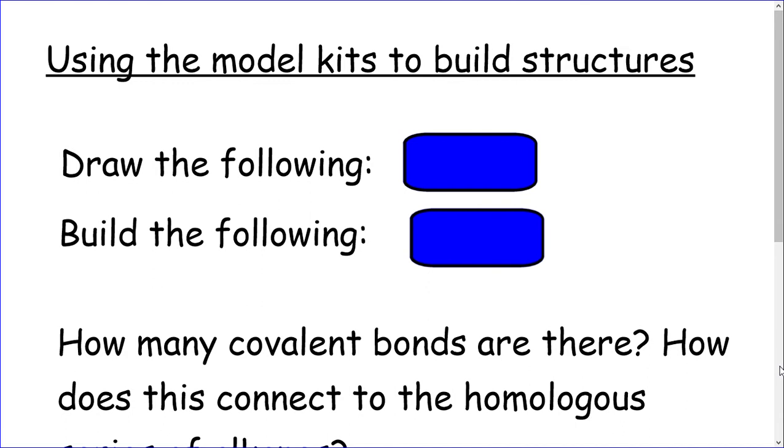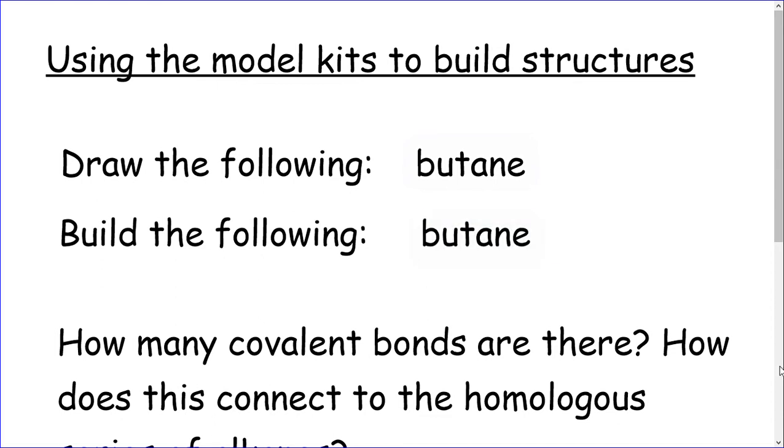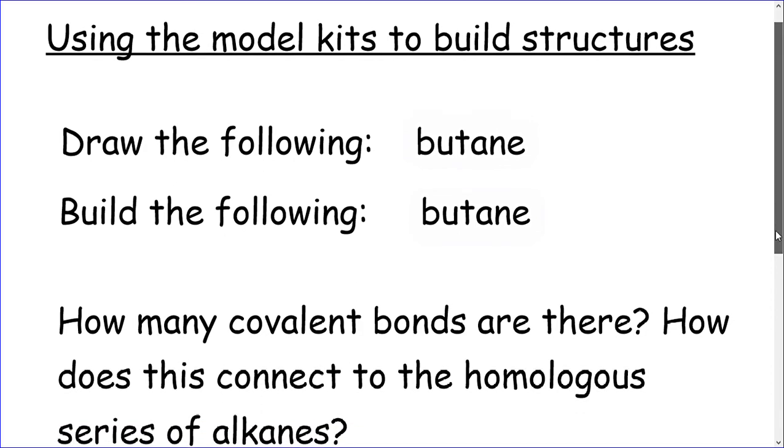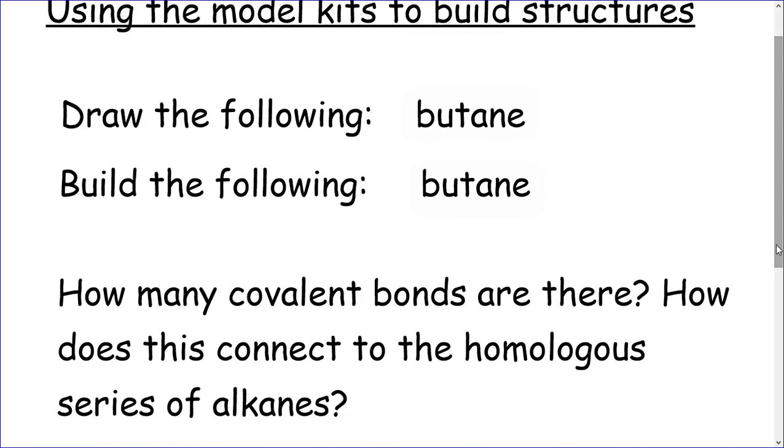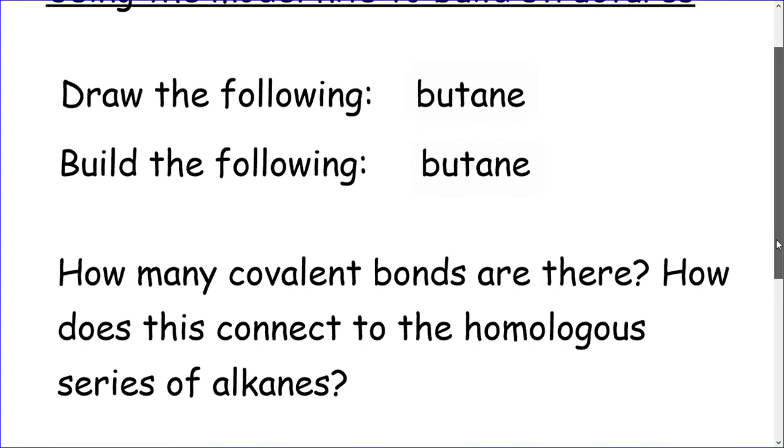So I do have model kits. I encourage you to pause here if you're in class, or come back later and try it out. I would like for you to try to draw butane first on paper, and then after that we're going to also build butane. It shouldn't take too long, but it gives you an extra perspective on how some of these things are built. Once it's drawn, you can probably tell how many covalent bonds there are, and how this connects to the homologous series of alkanes. When you start to build it, take a look at different things.